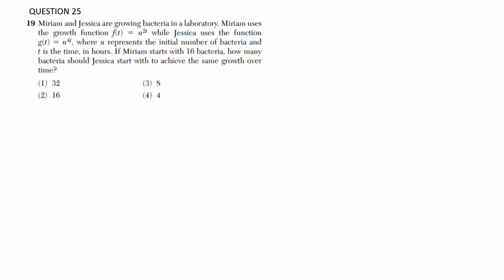This next question, we're being asked, Miriam and Jessica are growing bacteria in a laboratory. Miriam uses this growth function f of t is equal to n to the 2t power, while Jessica uses g of t equals n to the 4t power, where n represents an initial number of bacteria and t is a time in hours. If Miriam starts with 16 bacteria, how many bacteria should Jessica start with to achieve the same growth over its time?